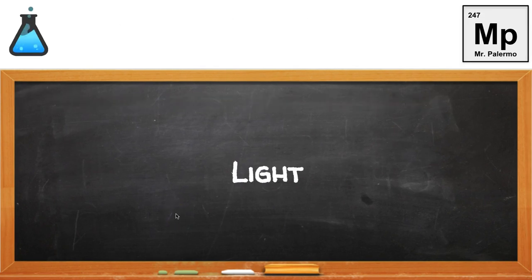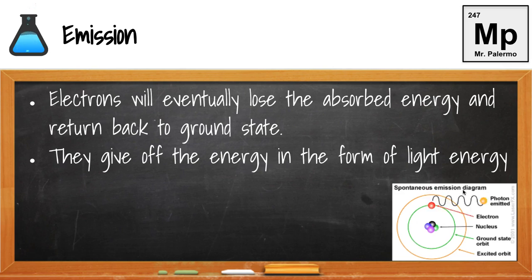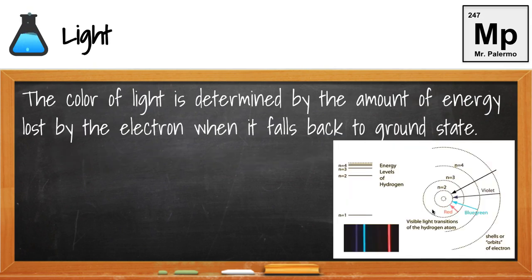Now let's look at how light is produced due to the movement of electrons. As electrons absorb energy, they move from a lower energy configuration to a higher energy configuration, which is known as the excited state. This is a temporary and unstable state, and eventually these electrons are going to go back to their ground state. And as these electrons fall back to their ground state, they give off that absorbed energy in the form of light energy. And we can see that light energy in the form of different colors.